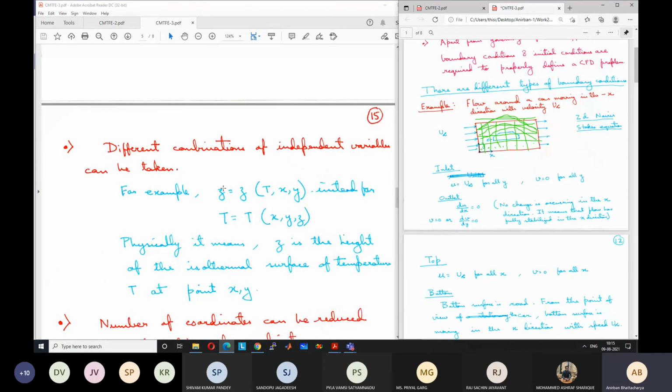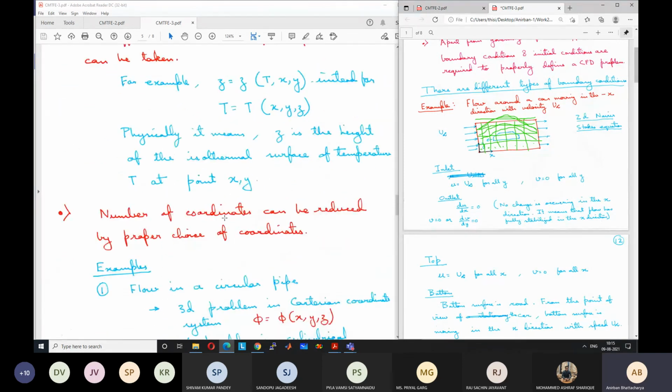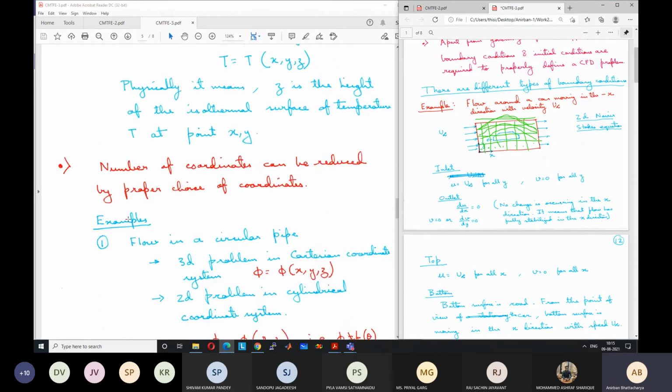And the second important thing is that the number of coordinates can be reduced by proper choice of coordinates. Very important point. I have discussed, all the old students know this also. Like I was giving you the example. Similarly, say flow is occurring in a circular pipe. It's a 3D problem in the Cartesian coordinate system because flow is varying along the x, y, and z direction.